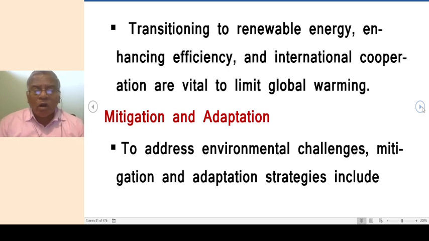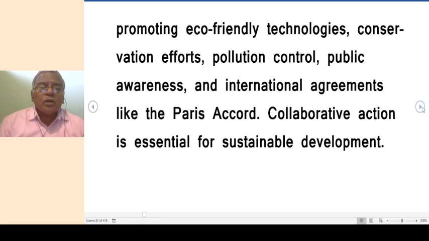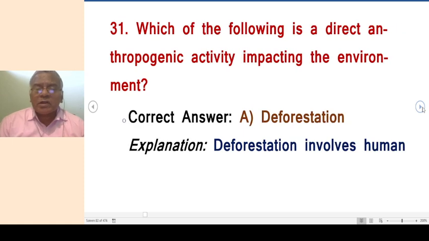Now, mitigation and adaptation. How to remove that? How to adapt to certain new methods? To address the environmental challenges, mitigation and adaptation strategies include promoting eco-friendly technologies, conservation efforts, pollution control, public awareness, and international agreements like the Paris Accord. Collaborative action is essential for sustainable development. Now let us ask some questions related to this topic.